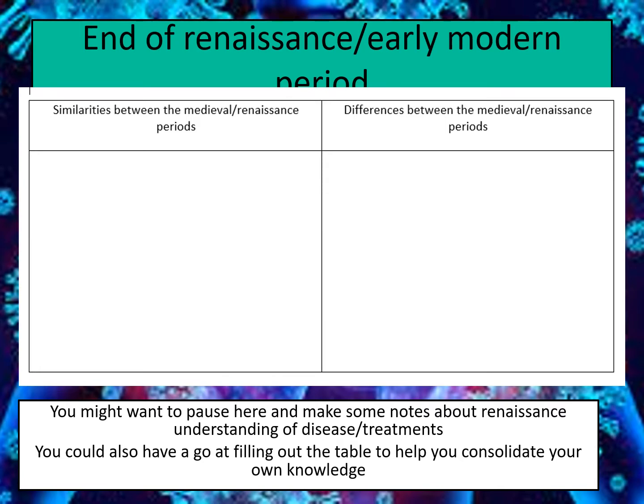You've now got to the end of the Renaissance and early modern period notes, so it would be a good idea to make some notes on your A3 paper if you're doing that, or if not, it might be worthwhile to just think about the similarities and differences between the medieval and Renaissance periods, and you can make a very quick table like this one here. So pause the video here if you would like to make those notes.